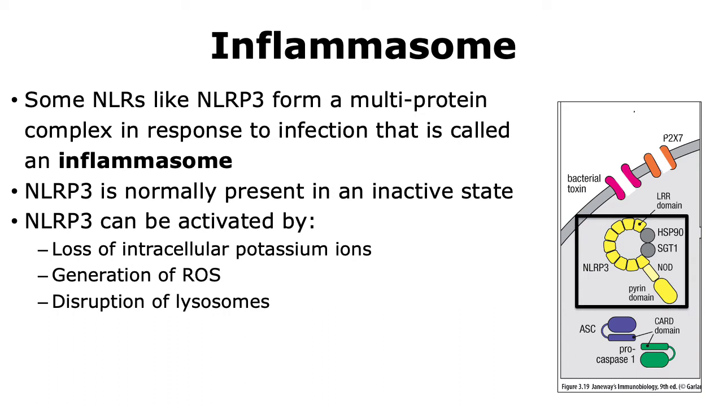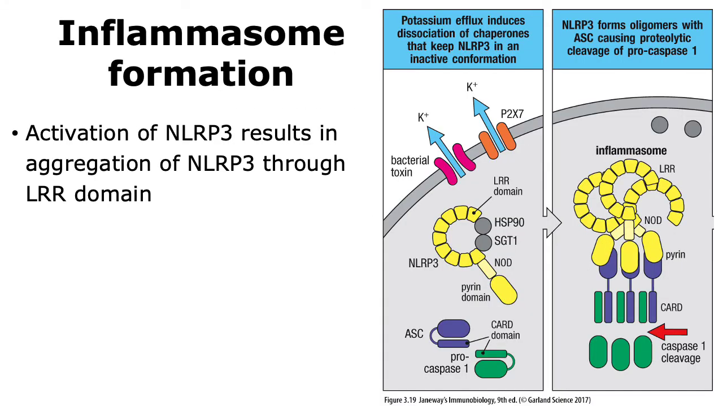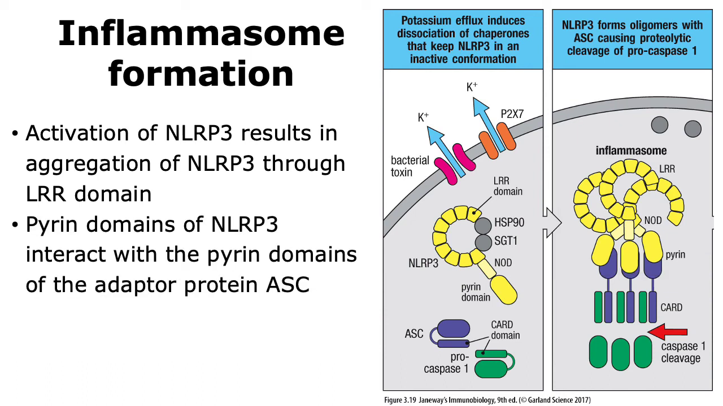And thus here we can see in the figure the inactive form of NLRP3. When NLRP3 gets activated, many NLRP3 molecules are able to come together to form aggregates, and they're able to interact with one another through their leucine-rich repeats domain. Additionally, the pyrin domains of NLRP3 are able to interact with another protein called ASC. ASC functions as an adapter protein, and the NLRP3 aggregates are able to interact with many ASC protein molecules, and thus we have the formation of a multi-protein complex.